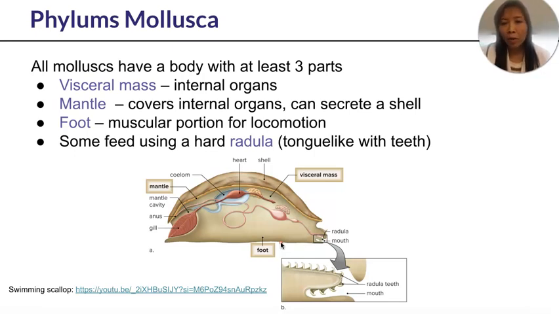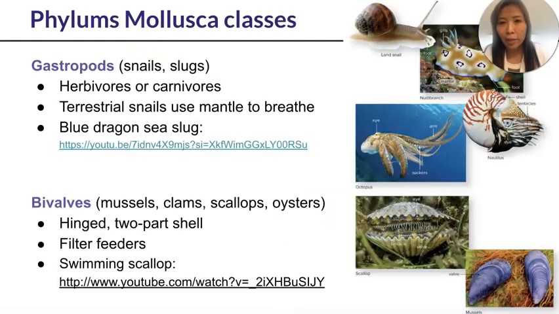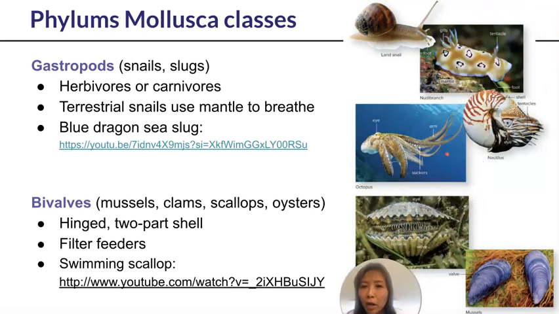Some, not all, mollusks will feed using a radula. You can see here they have a radula that allows them to feed. It's kind of like a tongue but with teeth, and they can use it to scrape their food. Okay, so some of the classes that we will observe in this phylum fall into gastropods. These are the snails and slugs that we often see.